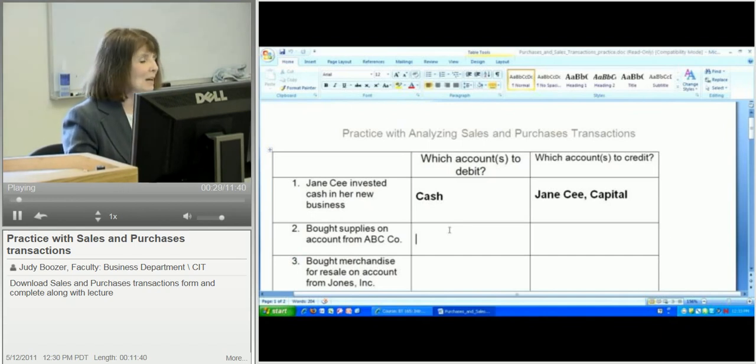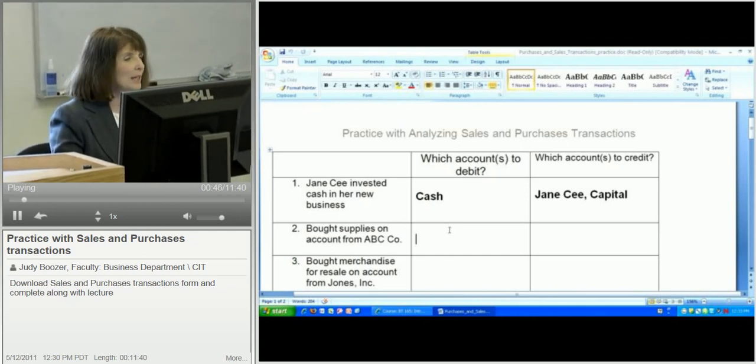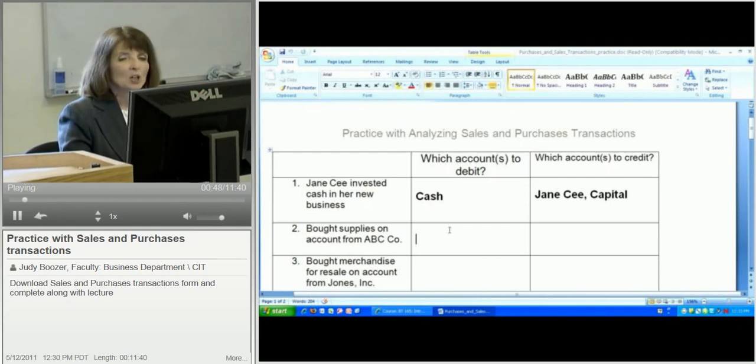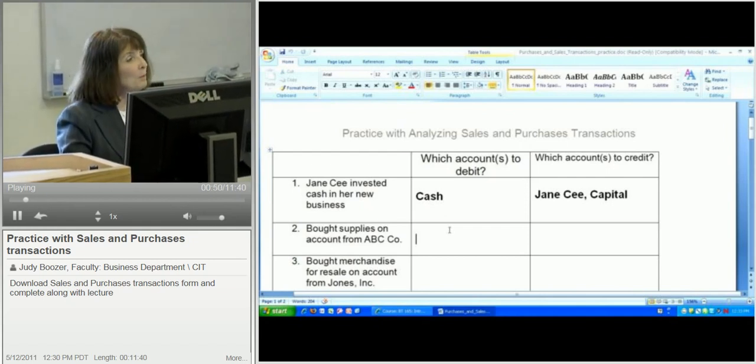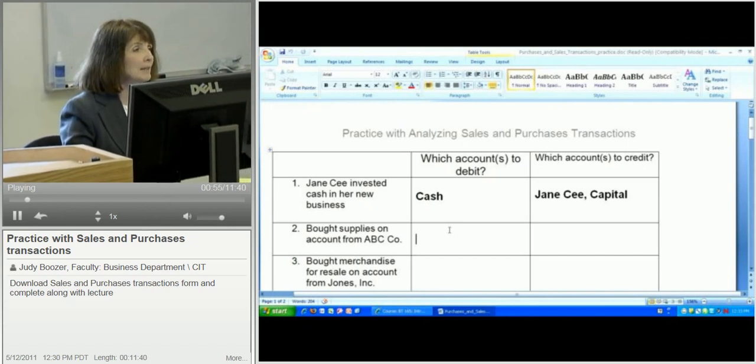So first one's done for you. It's an example of how to fill out this form. First of all, it says, Jane C. invested cash in her new business. If she invested cash in her new business, what is debited? Cash. And what is credited? Jane C. Capital. Remember, when you're doing this, you're putting account names, so they need to be complete. So whenever you know the owner's name, that must precede either the word capital or, if it's appropriate, withdrawals.